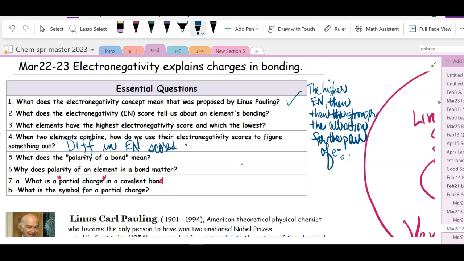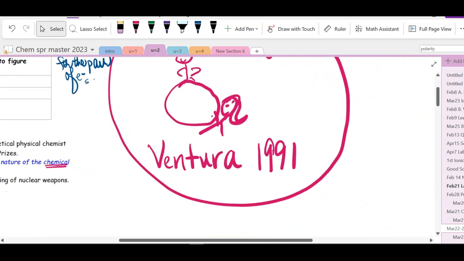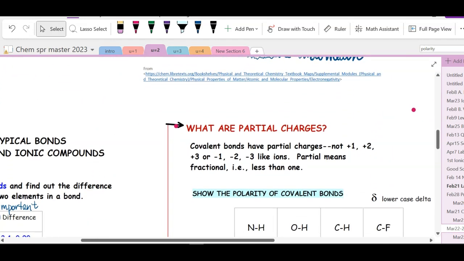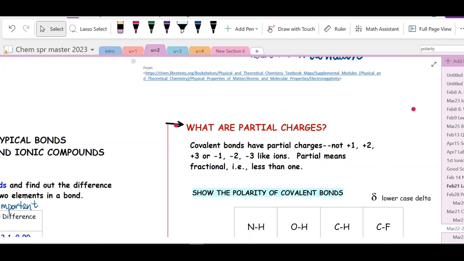So the fifth one, what does the polarity of a bond mean? Why does polarity of an element in a bond matter? And what is a partial charge in a covalent bond? And what's the symbol? So that's what we're going to be talking about in today's video. So let's go down to this chart.